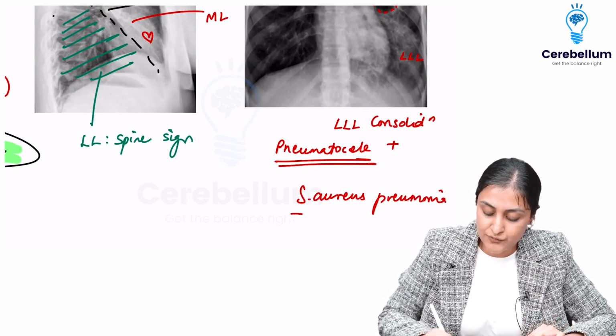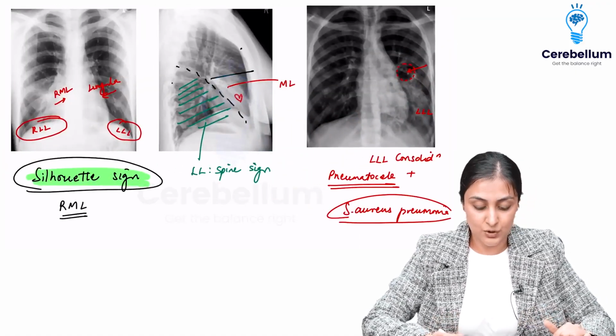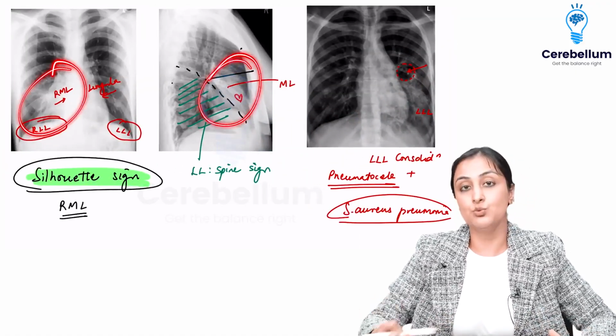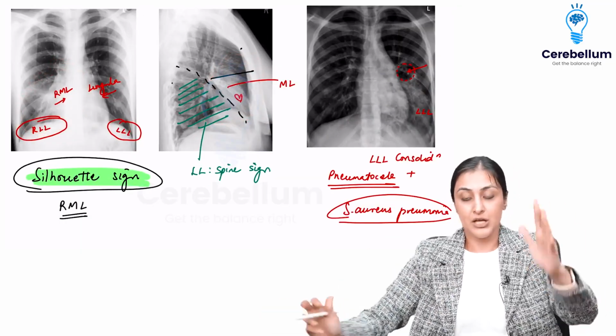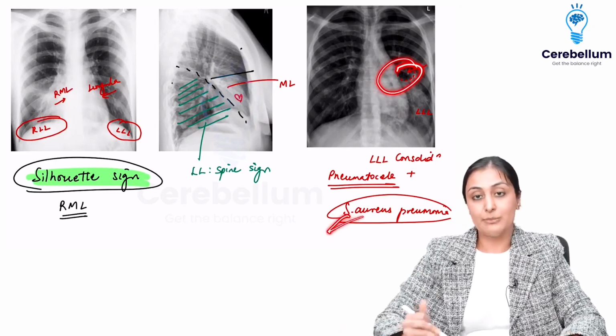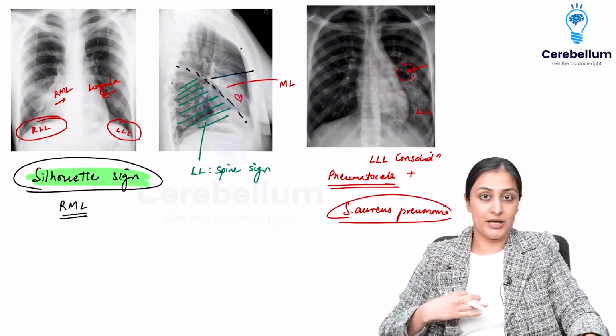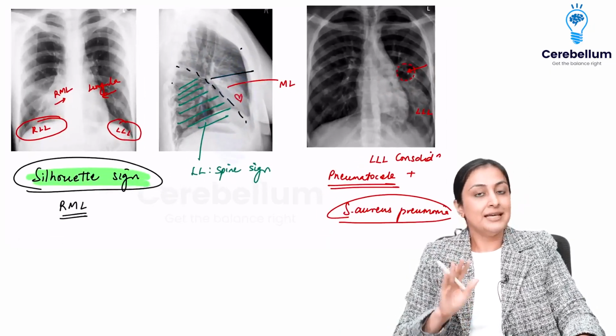Right? Most of the pneumonias, the lobar consolidations are caused by pneumococcus. S. pneumoniae is the most common cause of lobar pneumonia. Pneumatocele is the hallmark of Staph aureus pneumonia. Right? So that's what you want to see here.